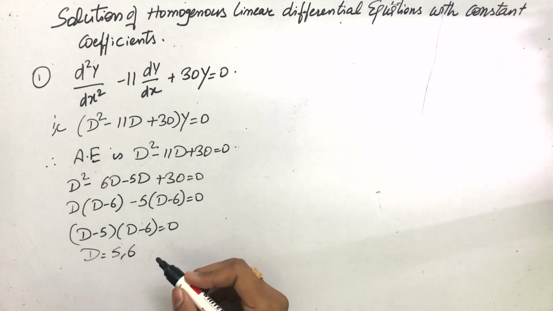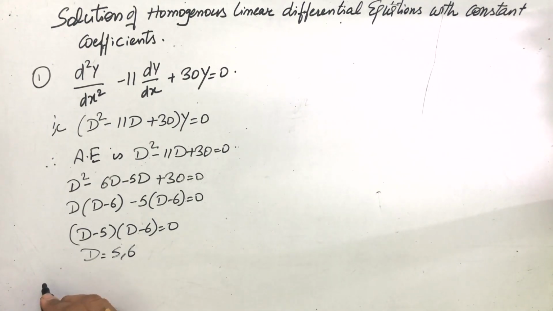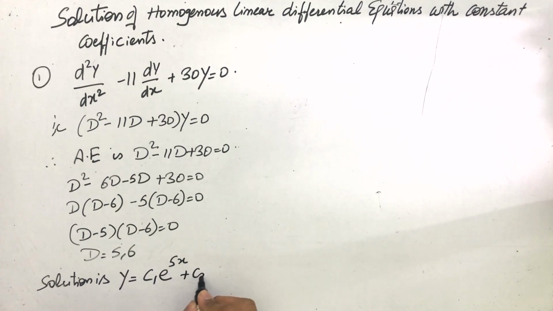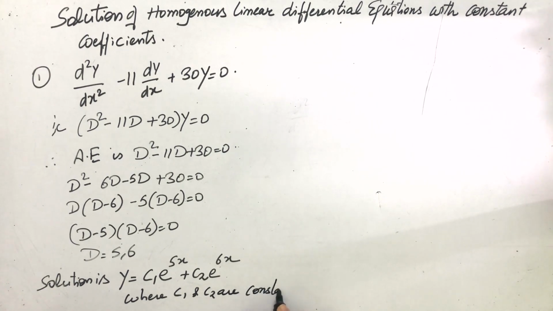So we have two real roots. So the complete solution is y is equal to c1 e power 5x plus c2 e power 6x, where c1 and c2 are constants. So this is how we can solve this type of numerical.